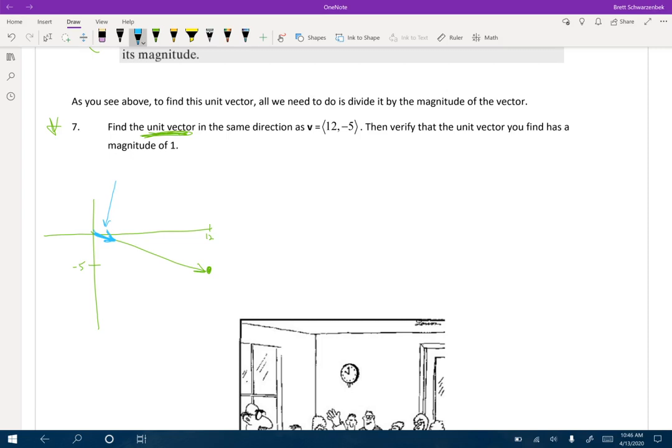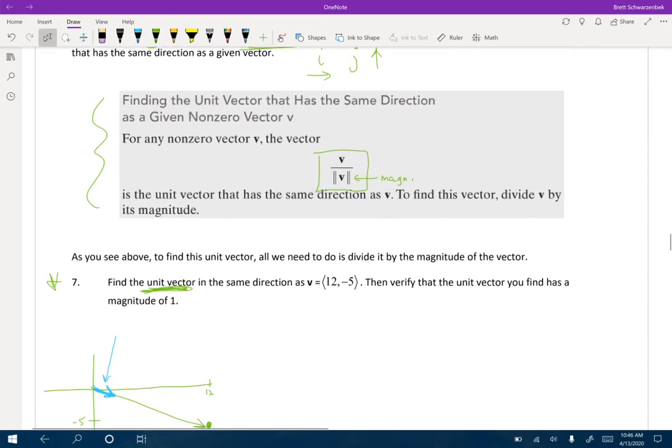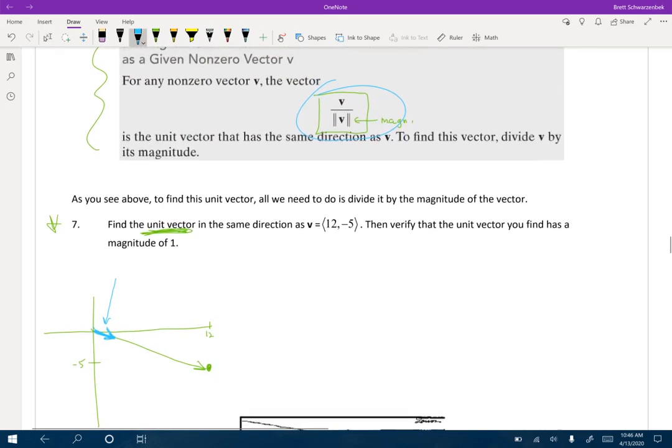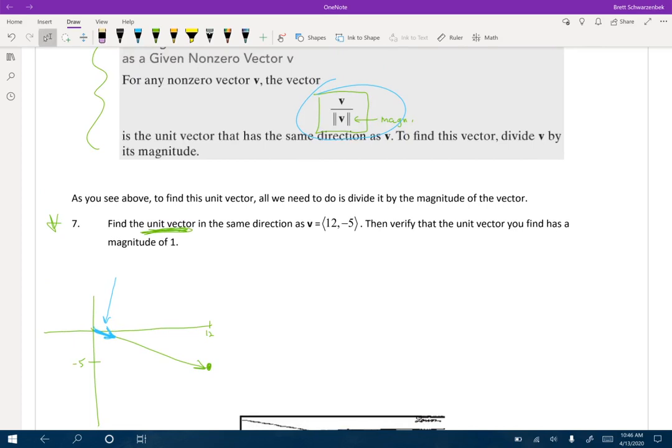That is what we're trying to find, and we find that using this formula. So what does that entail? Well, that entails knowing the vector v, which we know, and the magnitude of v, which we don't know. So we've got to find it. So let's find the magnitude of v.